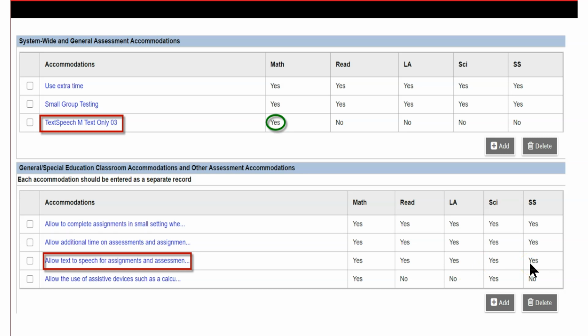Jacqueline, I have a question. Why was text-to-speech only listed under math for a system-wide accommodation? Aaron, because DoDEA has determined that text-to-speech is only allowable for our math assessment at this time. However, Aaron, that doesn't mean that the student can't be afforded this accommodation for other content areas in the classroom as part of their instructional practice. Thank you, Jacqueline, for providing that explanation and clarification.